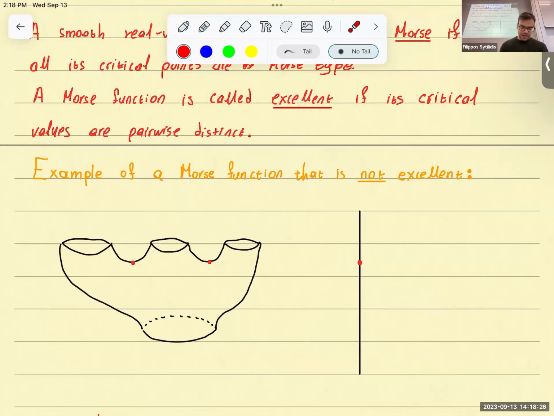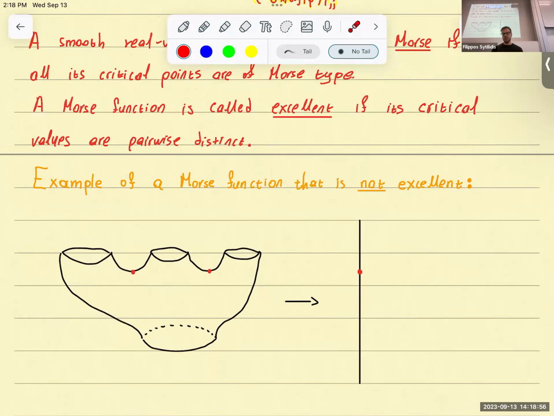here I have this Morse function which is the height function for this surface here. And I've tried to draw it suggestively so that the two critical points have the same critical value. The critical points themselves are of Morse type. They're perfectly nice. They have the same critical value. That's also okay. It's a Morse function. It's just not an excellent Morse function.